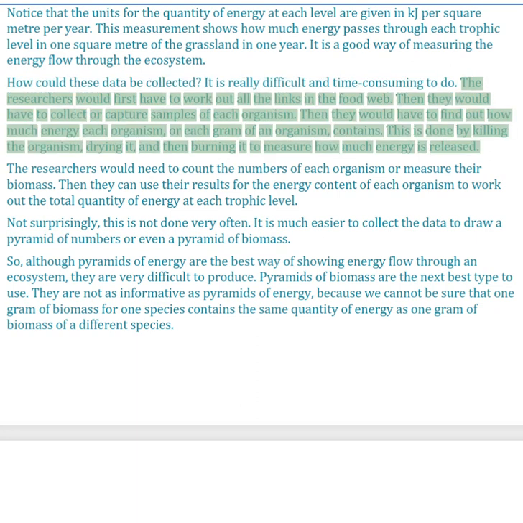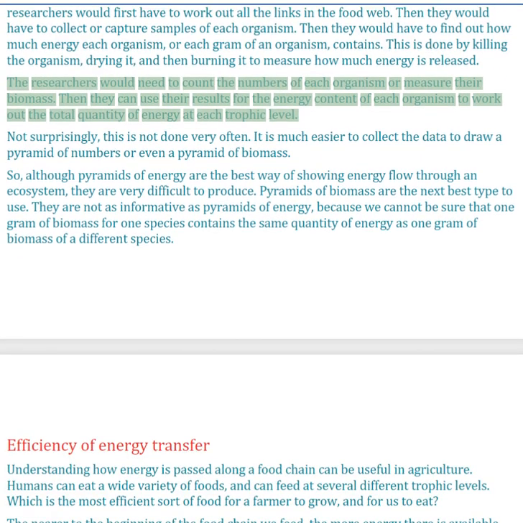The researchers would first have to work out all the links in the food web. Then they would have to collect or capture samples of each organism. Then they would have to find out how much energy each organism, or each gram of an organism, contains. This is done by killing the organism, drying it, and then burning it to measure how much energy is released. The researchers would need to count the numbers of each organism or measure their biomass. Then they can use the results for the energy content of each organism to work out the total quantity of energy at each trophic level.